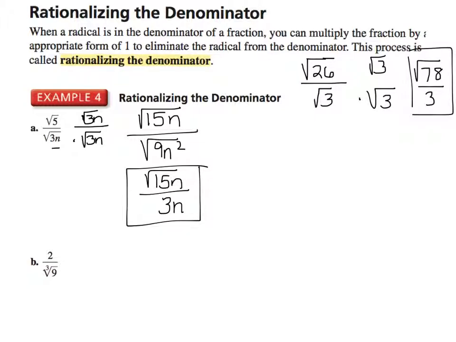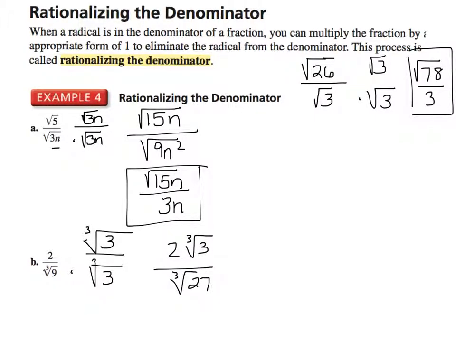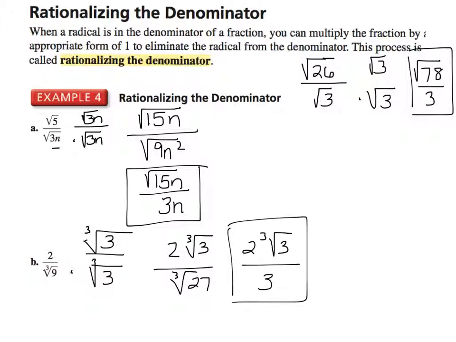B, the cubed root. So what could I multiply by the cubed root of 9? Well, I think of 27. So what could I multiply by 9 to give me 27? Well, it's going to be cubed root 3. So that gives me 2 multiplied by the cubed root of 3 over the cubed root of 27, which gives me 2 cubed root 3 over 3. 2/3 cannot be simplified, so that's my answer.